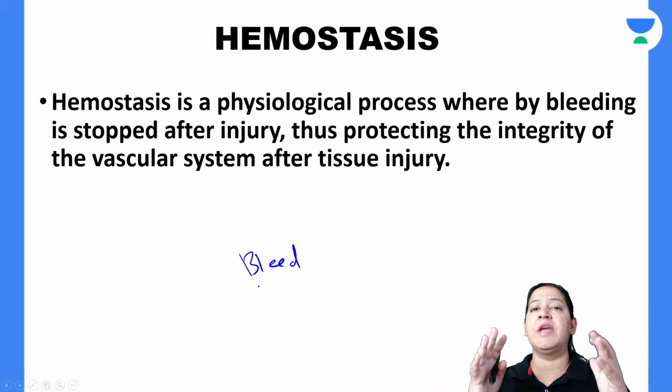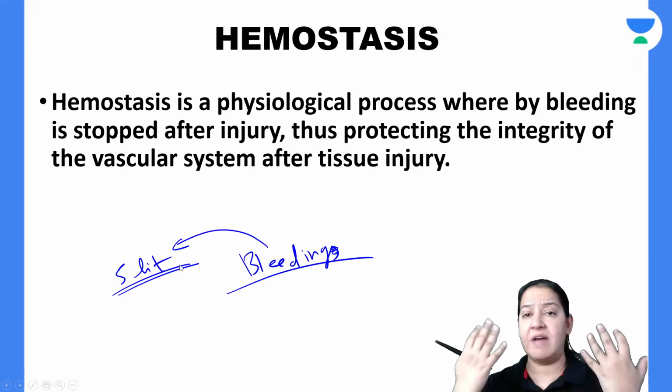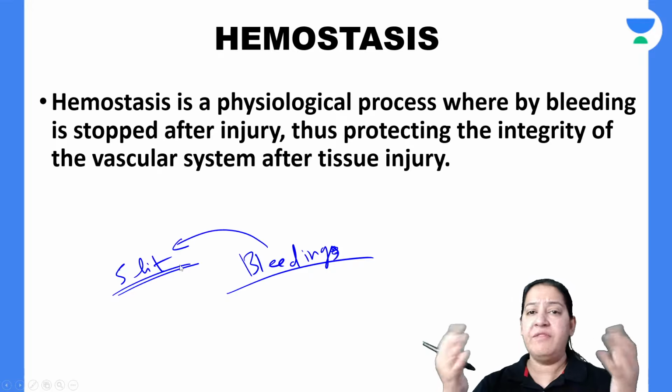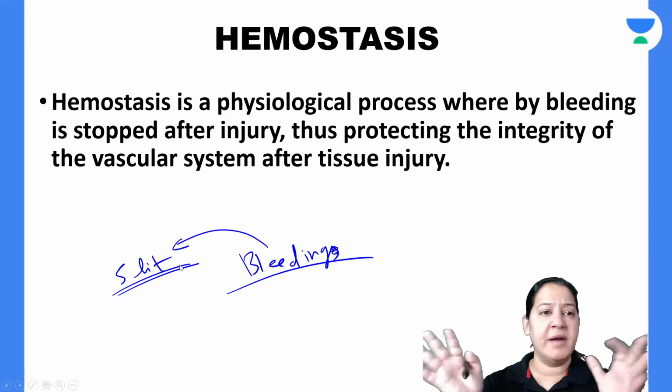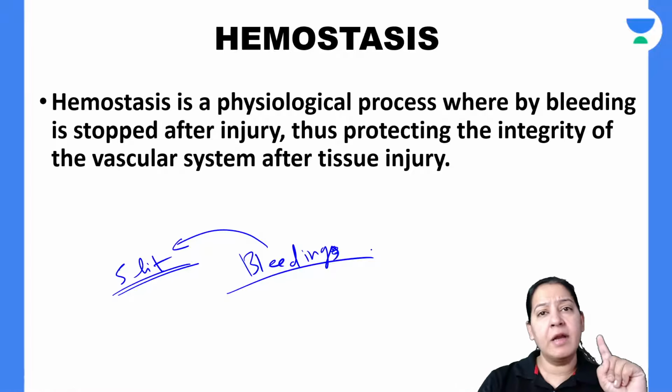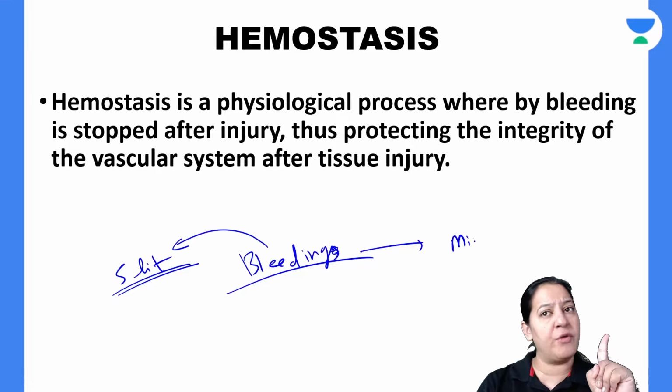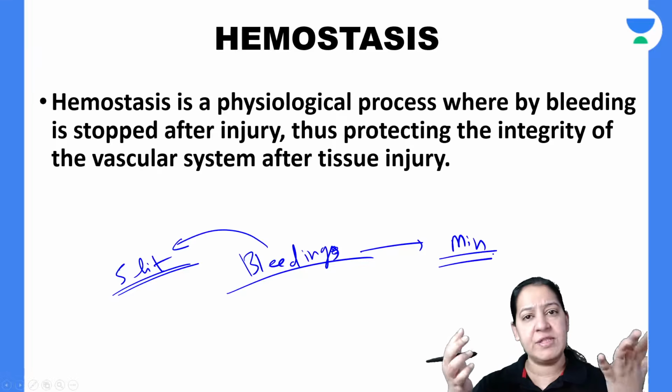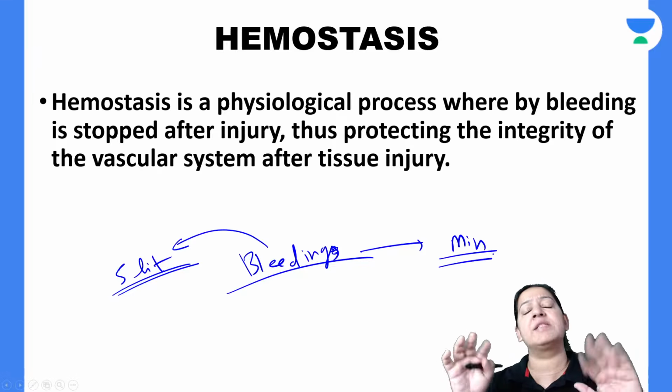Now humans have 5 liters of blood. If bleeding continues, within a few hours, within a small duration of time, all the 5 liters of blood will be out of the body, and the person will die because of the shock. But this doesn't happen. We have cuts and injuries every now and then, and we bleed, but it doesn't mean that all the blood is out of the body. Bleeding continues only for a few seconds or a few minutes. After that, bleeding automatically stops.